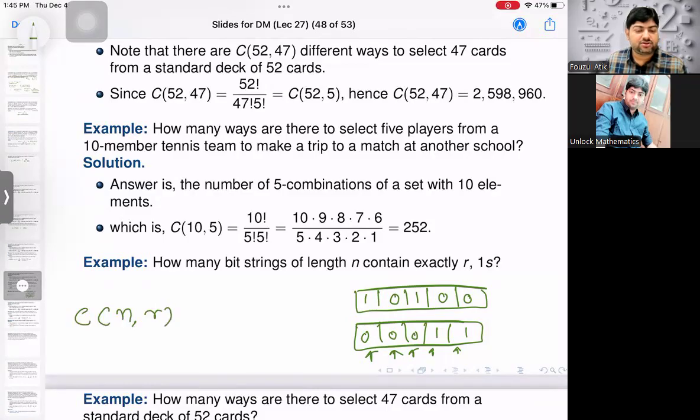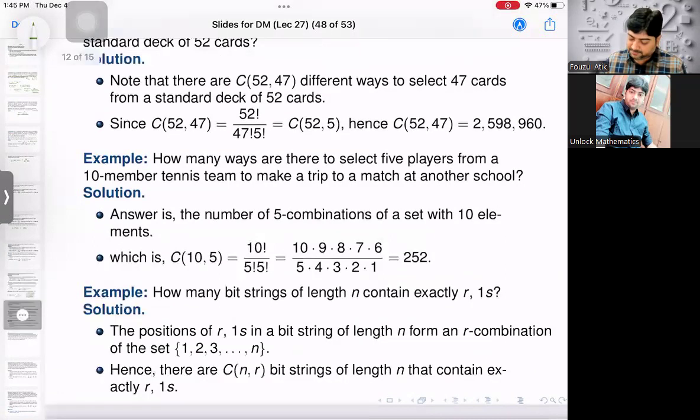That's all. So you are selecting r positions, just a selection of r positions from an n position set, so that you will put the digit 1 into those. So how many ways you can do? C(n, r) ways. What is the value of C(n, r)? C(n, r) is n factorial divided by (n minus r) factorial into r factorial. Done. Right? Easy problem, but very interesting.